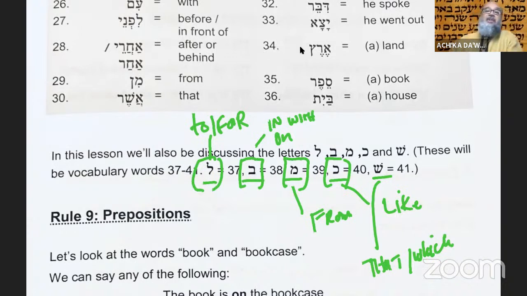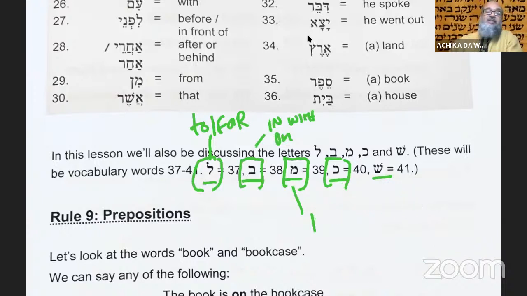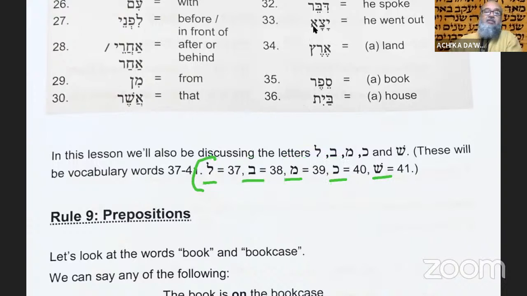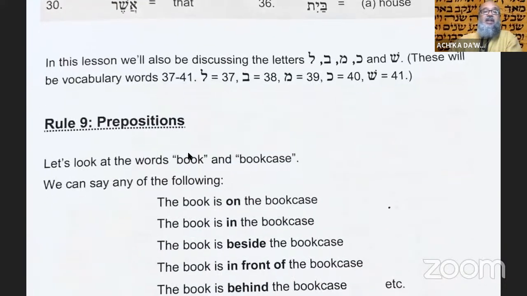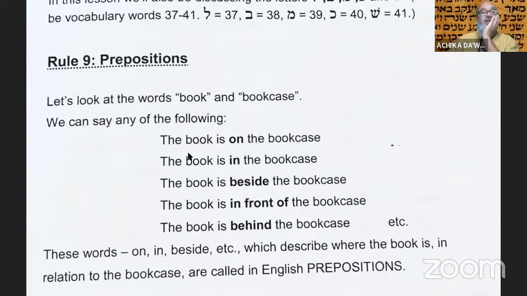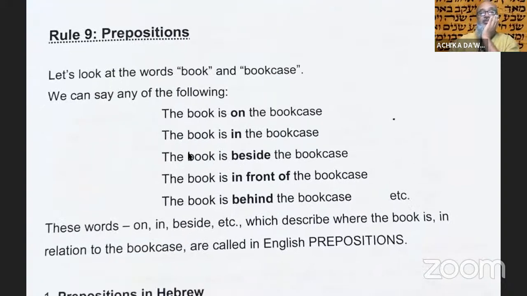So they're going to give us some information on rule number 9, which is prepositions. I'm going to erase all this for us. Any questions, let me know. So rule number 9 is prepositions, okay? So what we're going to do is look at these words, book and bookcase.